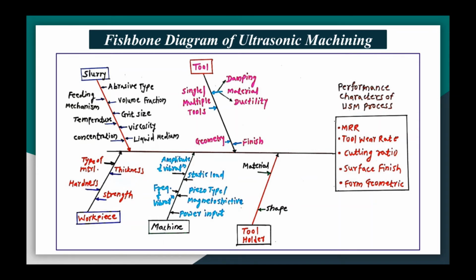Then another important parameter is the tool. What type of tool we are using, that means single or multiple tools, that also we need to consider. Then tool material. If you talk about the tool material, then what are the damping characteristics of the material of the tool, and what is the ductility of the material of the tool. Both of these will affect the performance of this ultrasonic machining.